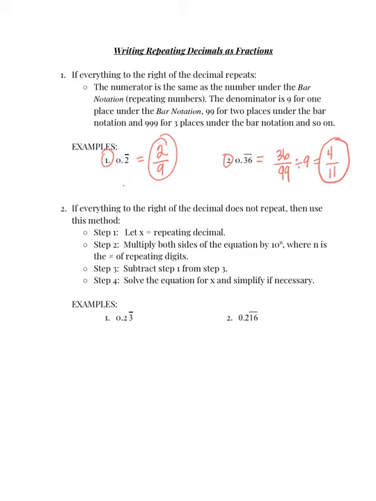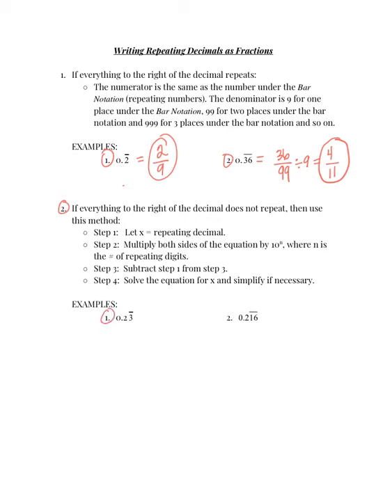Method 2 that we're about to look at will work for the ones that we just did, but the shortcut will work and be much quicker. But when you look at ones like number 2, if everything to the right of the decimal does not repeat, and sometimes that's the case, sometimes you have a decimal and there is bar notation, but not everything to the right of the decimal repeats. In that case, I'm going to show you these 4 steps that will get you to the correct equivalent fraction.